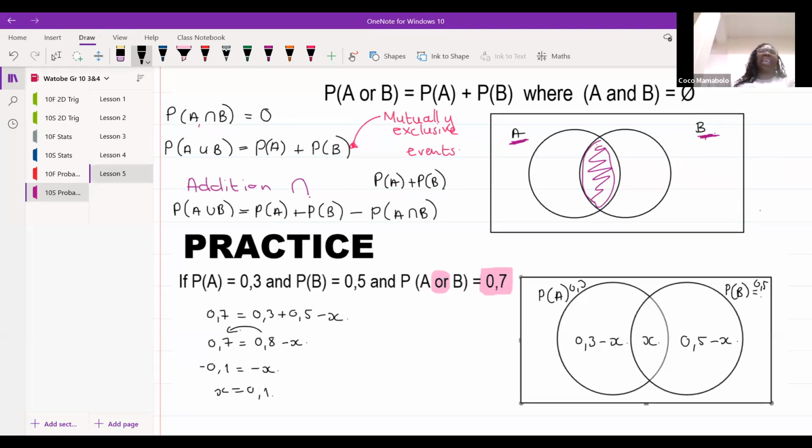I mean, we did the same thing. Same WhatsApp group. Right. So we know that this middle part over here is 0,1. This is then 0,2. This is then 0,4. Guys, just give me a thumbs up if you're understanding what's happening. Is everybody okay with what Namisile has done here?